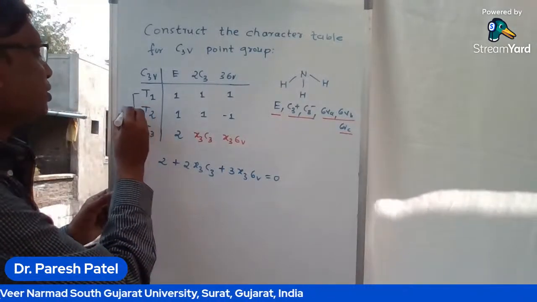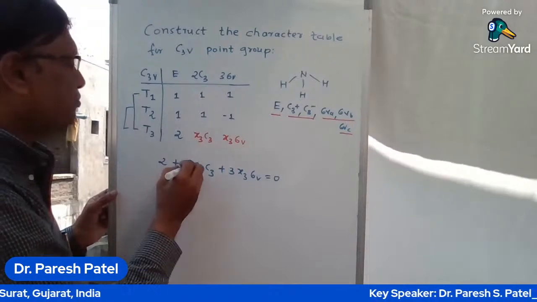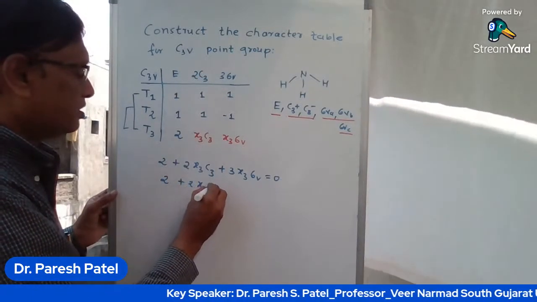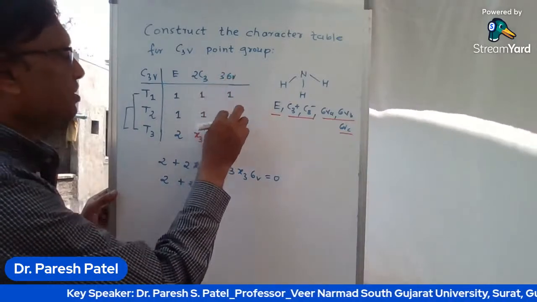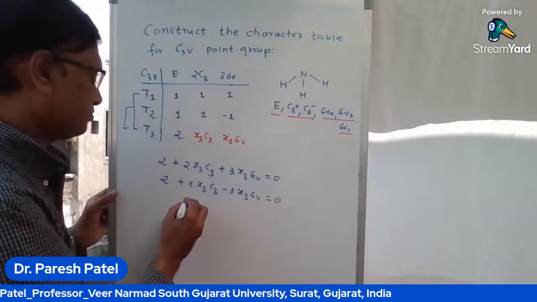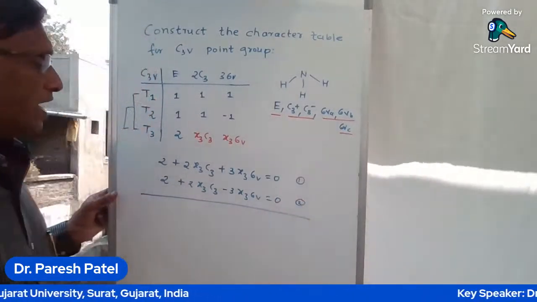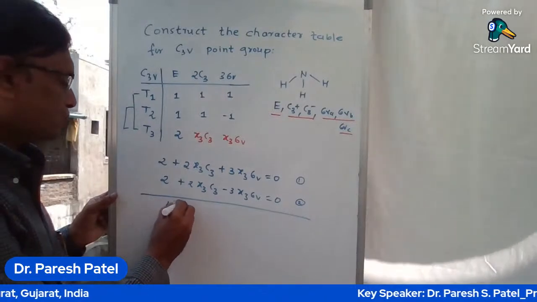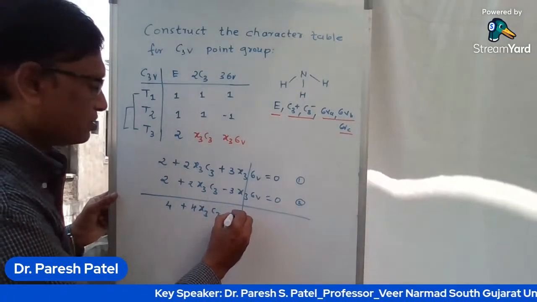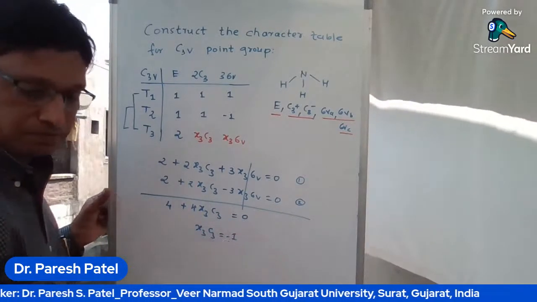Similarly, if we take T2 and T3, then 1 into 1 into 2, plus 2 into 1 into character 3 C3, plus 3 into minus 1, which means minus 3 character 3 sigma V, is equal to 0. This is equation number 1 and this is equation number 2. Add equation 1 and 2. So 4 plus 4 character 3 C3, the sigma V terms cancel out, is equal to 0. That means character 3 C3 is equal to minus 1.